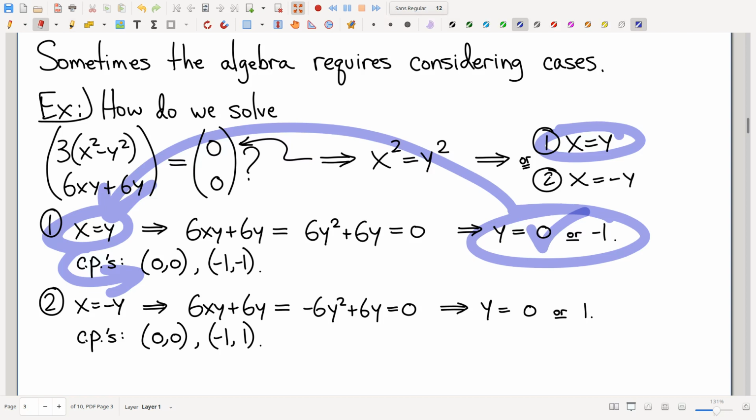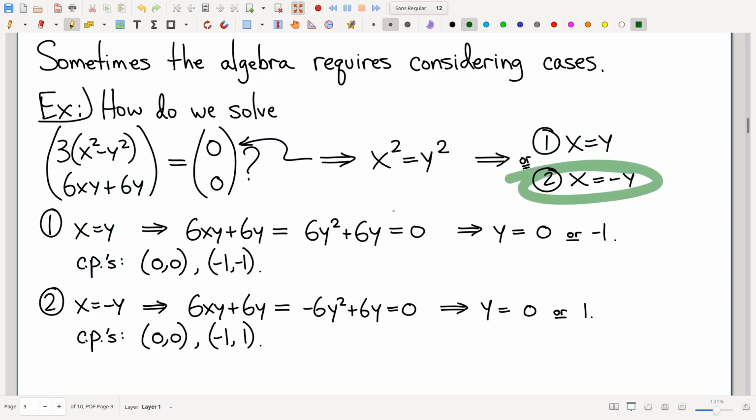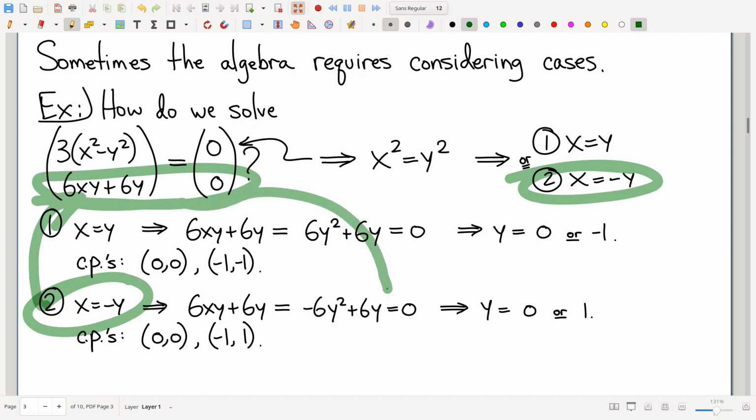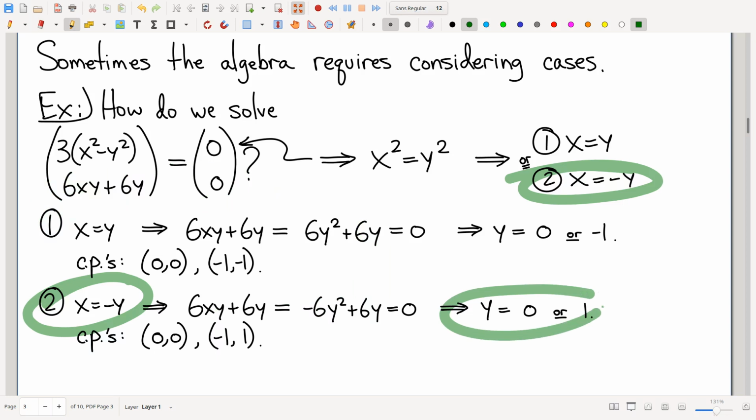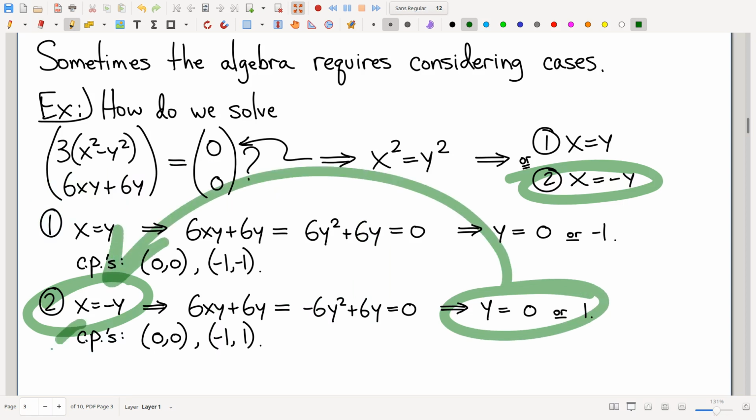Okay, sure, fine, right, but what about if x is negative y? A whole new case, and you've got to do the whole analysis again. Notice plugging in to here gives you a very different, well, let's just say different, equation for y. Different answers, different values for y. And then likewise, these y values, you plug into there, and you get different critical points. Well, at least one of them is different. Coincidentally, one of them happens to be the same, whatever.